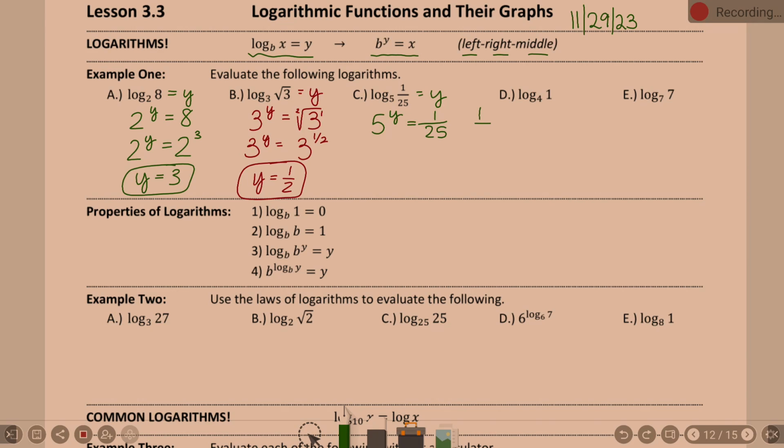25 is 5 squared. So if you think of this as 1 over 25 is 5 squared, then that is the same as saying 5 to the, how do we get the power out of the denominator? To move it across the fraction bar, you make it negative. So negative exponents represent those powers in the denominators. So 5 to the y equals 5 to the negative second, then y is -2.